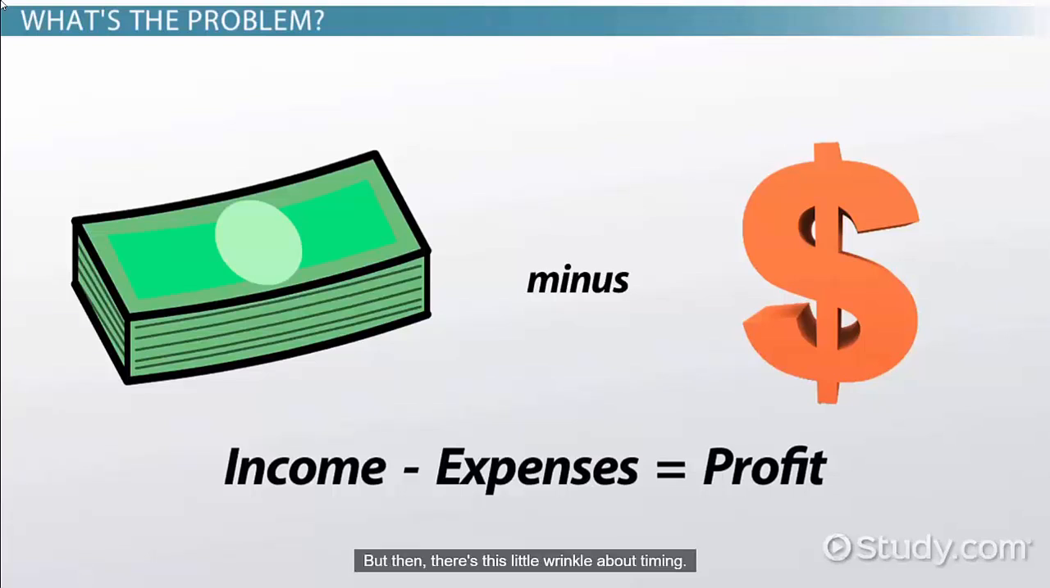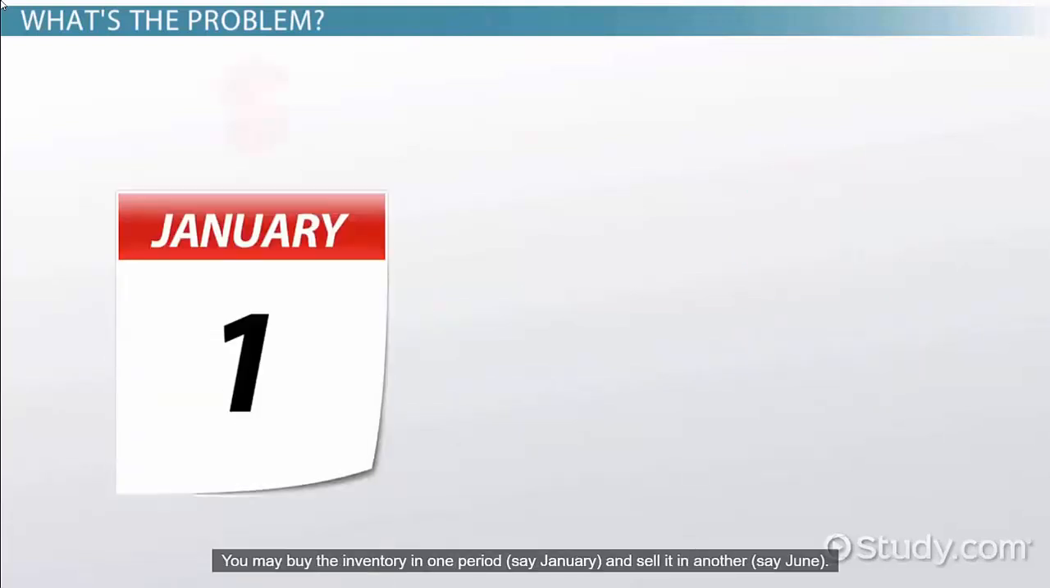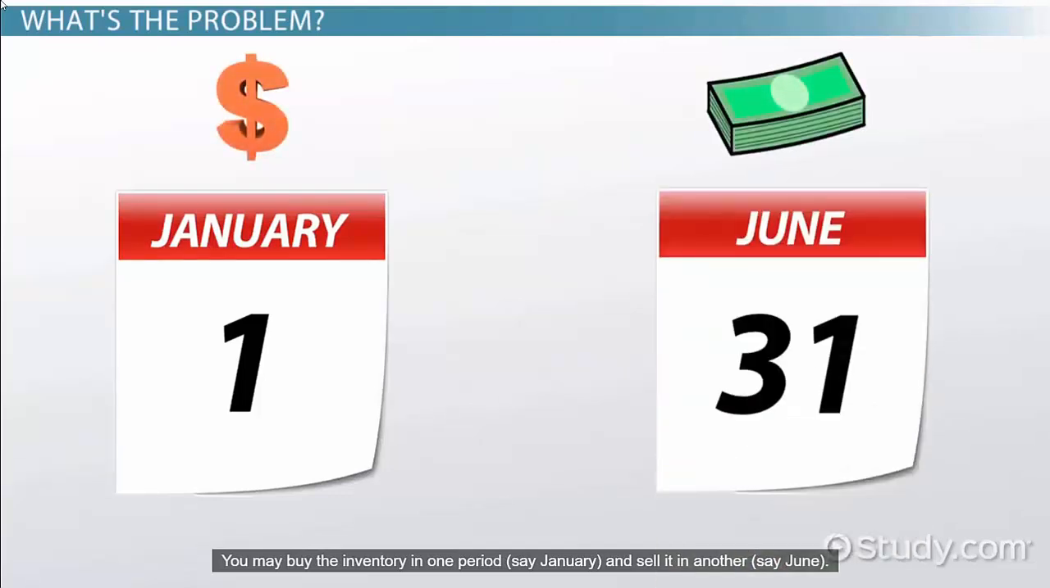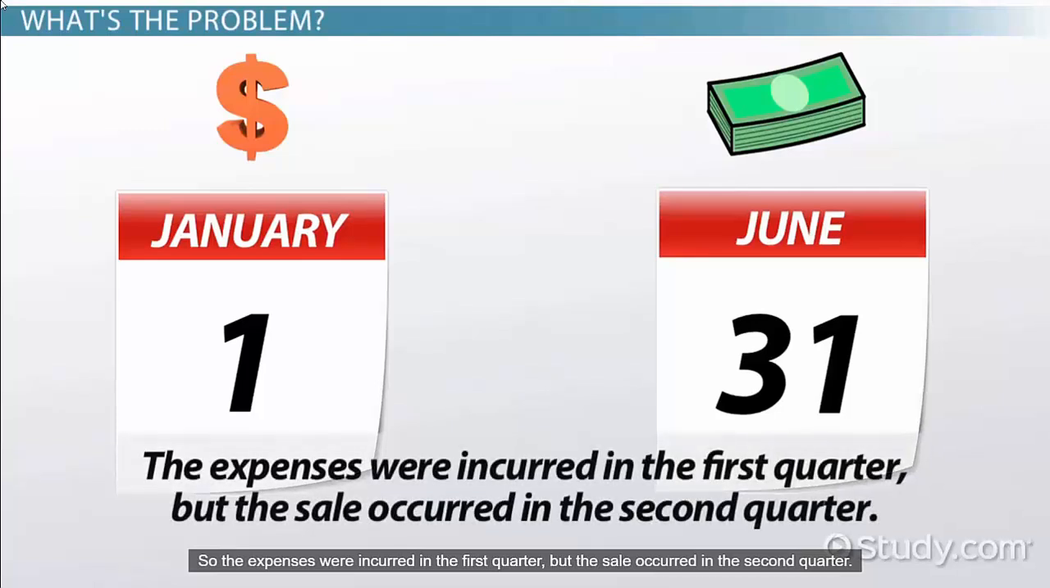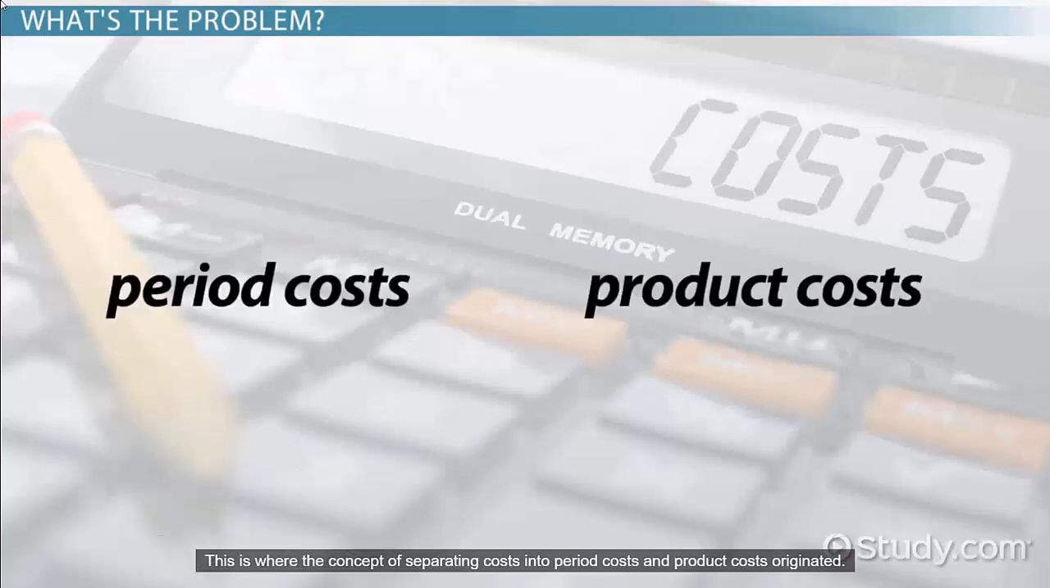Income minus expenses equals profit. But then, there's this little wrinkle about timing. You may buy the inventory in one period, say January, and sell it in another, say June. So the expenses were incurred in the first quarter, but the sale occurred in the second quarter. If you're doing quarterly statements, how do you match the income with the expense? This is where the concept of separating costs into period costs and product costs originated.